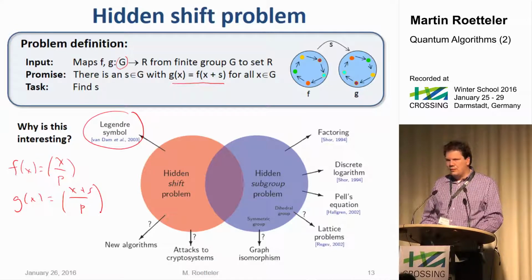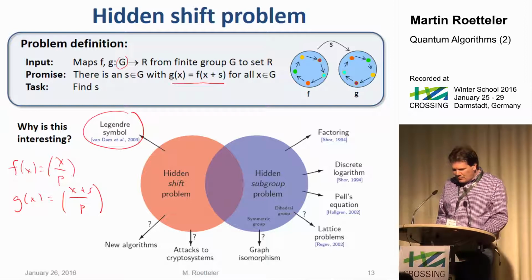And I think there was indeed a proposal to use a shifted Legendre symbol as a pseudo-random generator. I think it was broken, or it was definitely not, as far as I know, but there was some time ago a proposal to build a generator using such shifted Legendre symbols. A quantum computer could extract the shift efficiently. And I'll show you the algorithm that will do that.